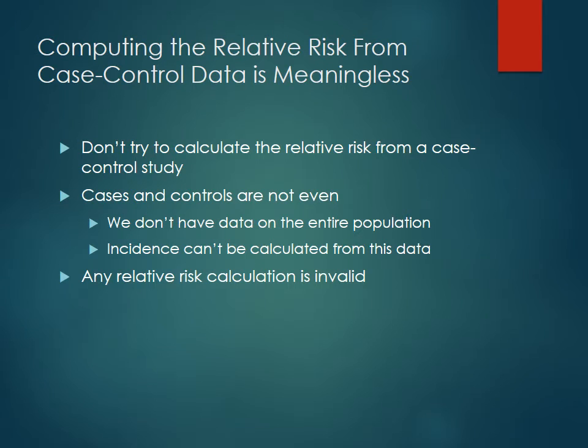Okay, so because we're not looking at incidence, we're looking at prevalence, you don't want to calculate a relative risk from case control studies. It's not going to be a valid way to analyze the data. The cases and controls are not going to be even, because we don't have the entire population's data, since it's impossible to capture all of it. So we use those controls to help simulate that a little bit and have a better comparison. The incidence can't be calculated, because we're doing just prevalence at that point, so any relative risk calculation is going to be invalid. The thing we're going to do instead is look at our odds ratios.